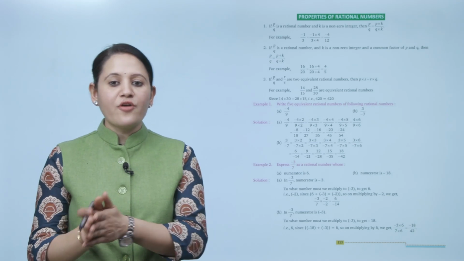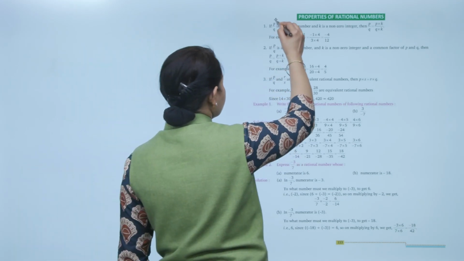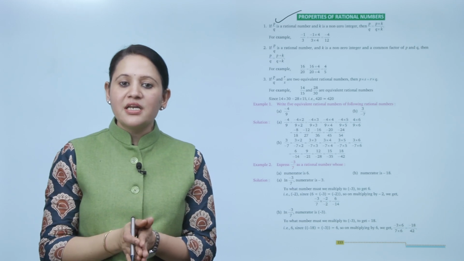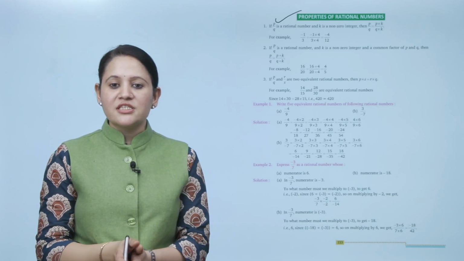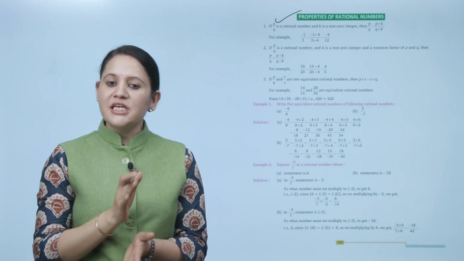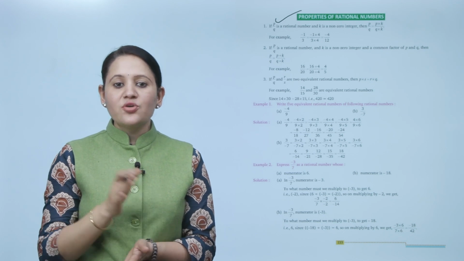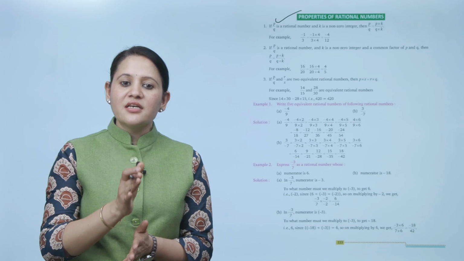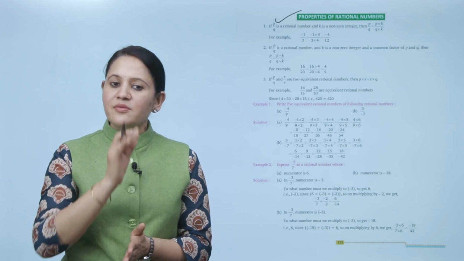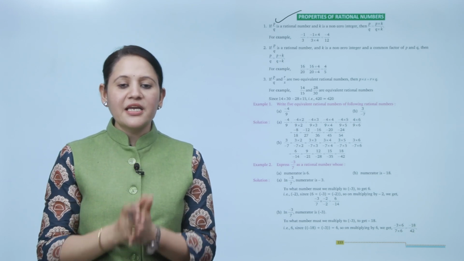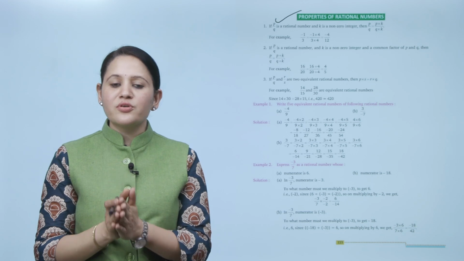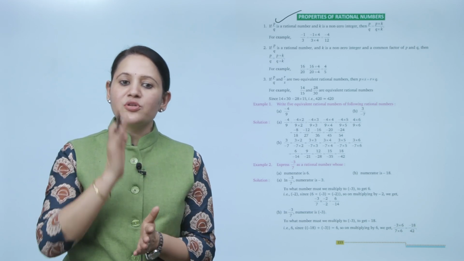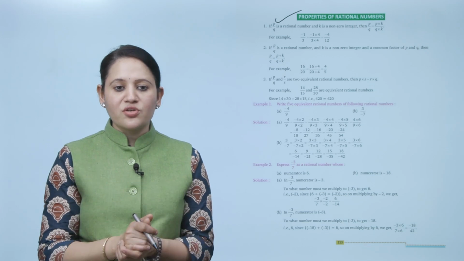Next is properties of rational numbers. If p by q is a rational number and k is a non-zero integer, then p upon q equals p into k upon q into k. For example, minus 1 by 3 equals minus 1 upon 3, with both numerator and denominator multiplied by 4, which equals minus 4 upon 12. So the value will not change because we have multiplied both numerator and denominator by the same non-zero number.